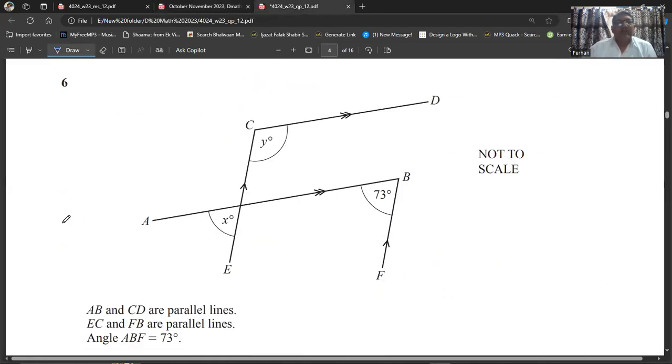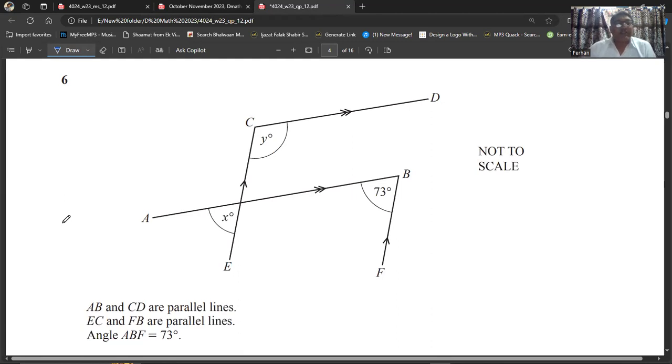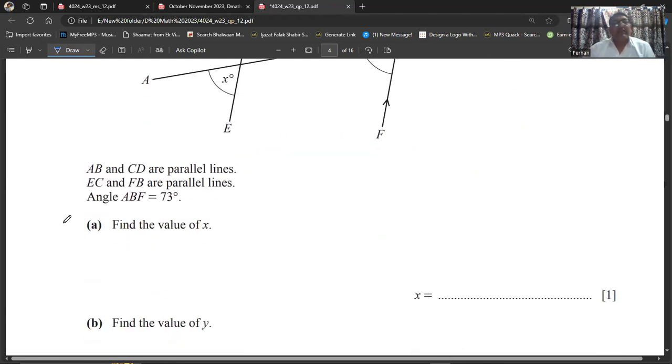Question number 6 is coming up on your screen. He says AB and CD are parallel lines. EC and FB are parallel lines. Angle ABF is 73 degrees. Their first question is find the value of x.